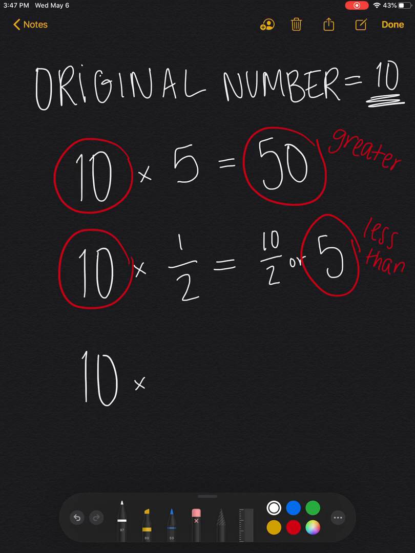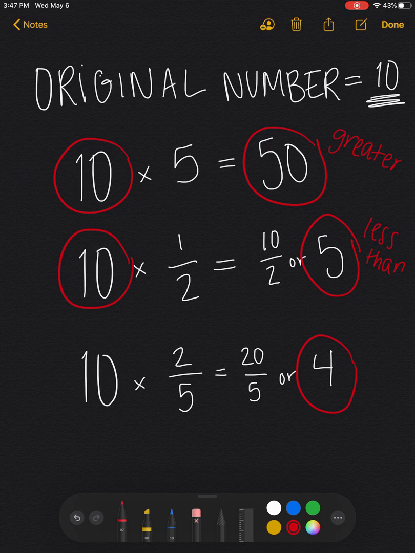Let's try 2/5. So it's not just a base fraction, our numerator is something different. So if we do 10 times 2/5, we get 20/5, or 4. How does our answer compare to our original number? Is it greater than or less than? Once again, it is less than.